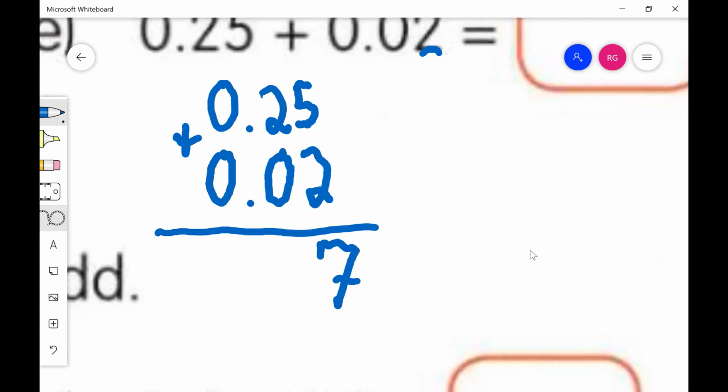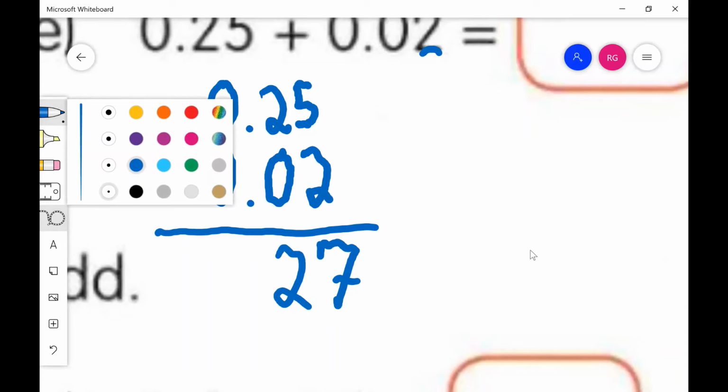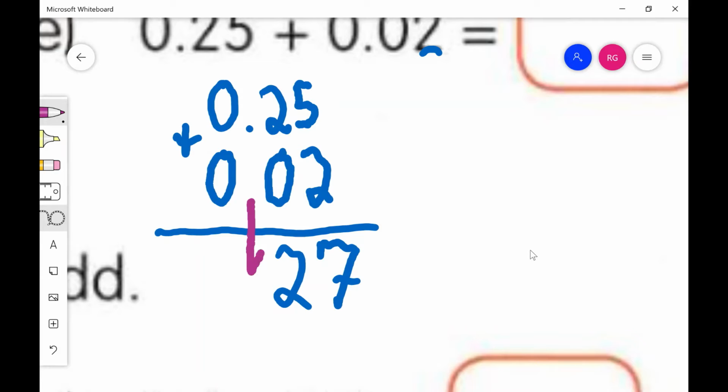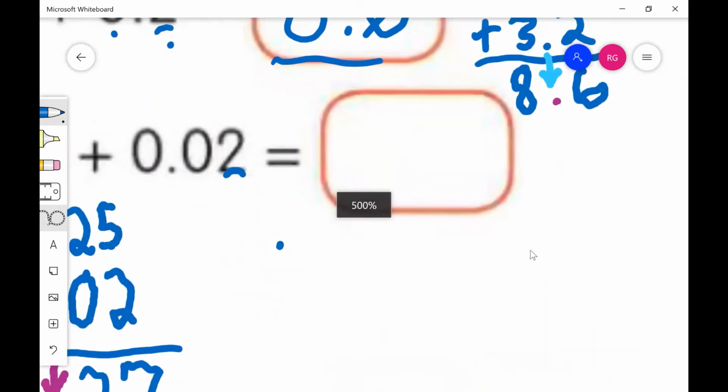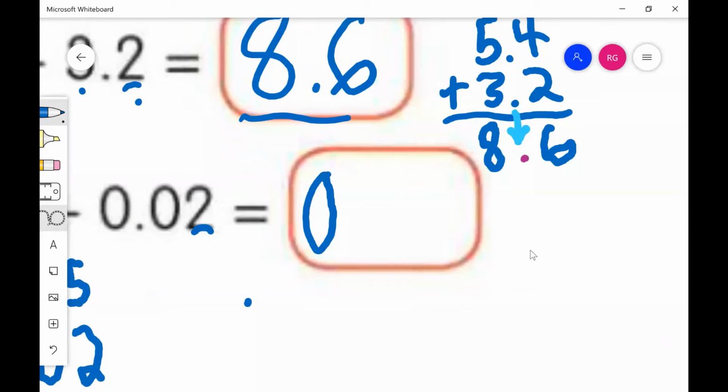And then we say 2 plus 0 is? 2. Okay. And then what do we do with that decimal there? What should we do to it? We're going to bring it straight down, okay? All right, that's the only thing we need to remember. And then we can add our whole numbers there, which are both 0. So that's easy. 0 plus 0 equals 0. All right, so what's our answer then? 0.27. Very nice, thank you.